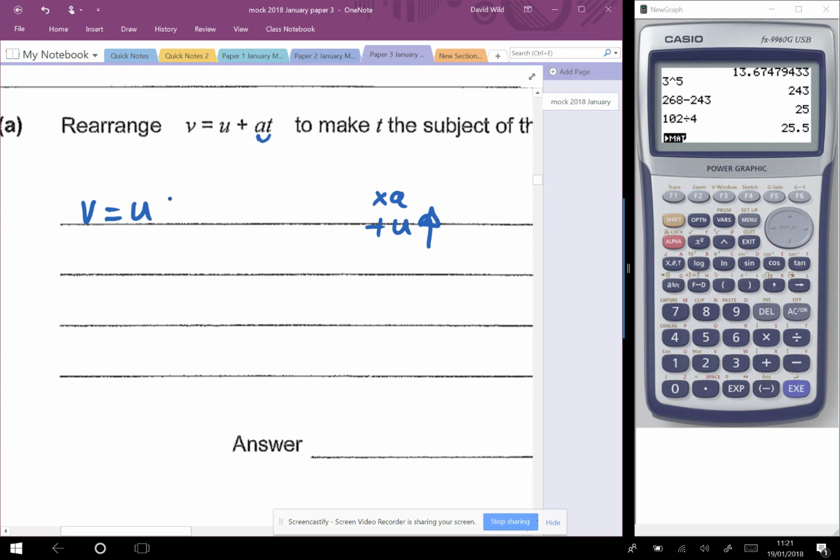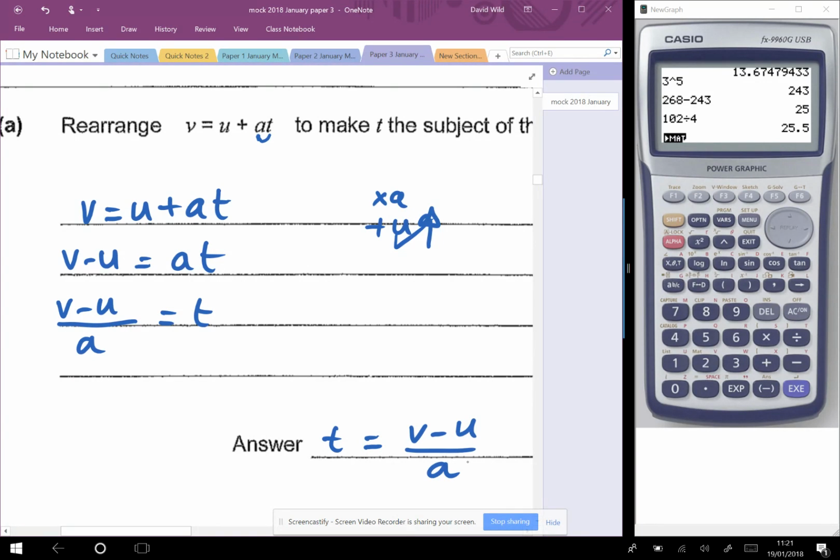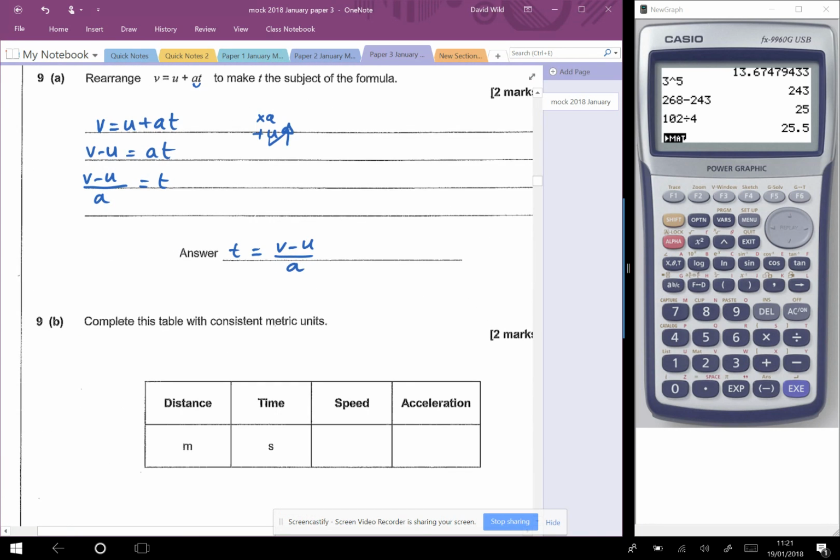So we start with v equals u plus at. I'm going to subtract u from both sides. That's that done. And now I'm going to divide both sides by a. Okay, so there we go. So t is v minus u over a. Just reversing the equals.